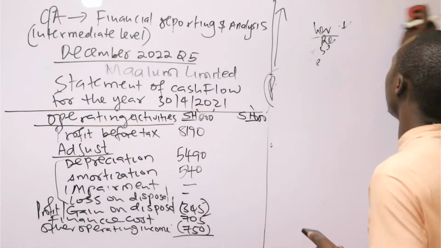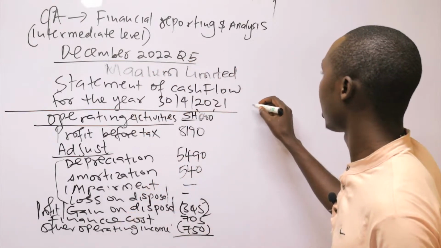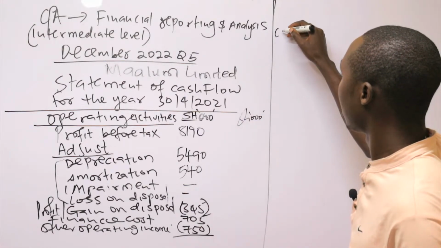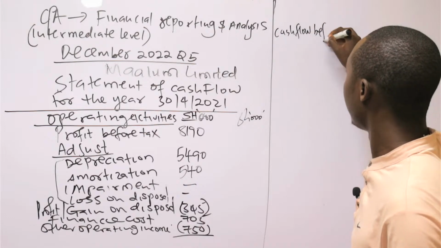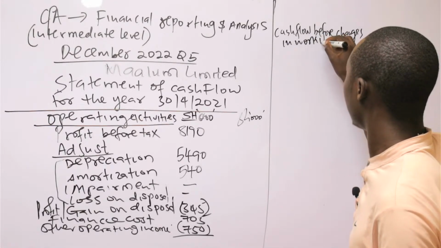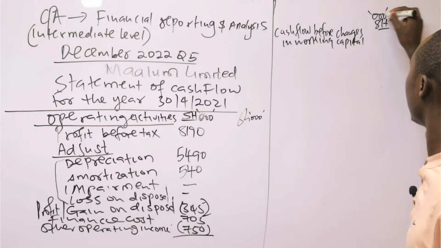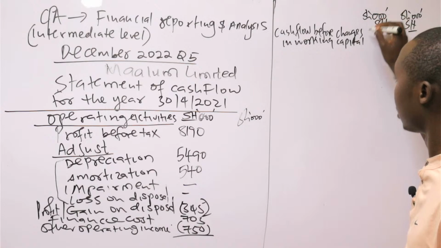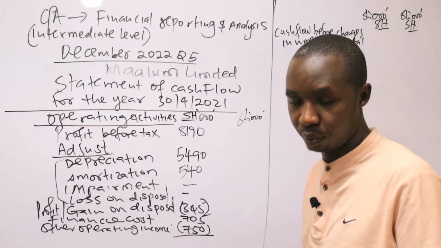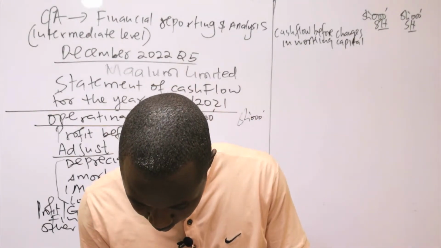So up to that point, I will be able to get the cash flow before changes in working capital. Remember, this is in thousands, shillings in thousands. So up to this point, I will get the cash flow before changes in working capital. So maybe if there's any question, you can let me know.